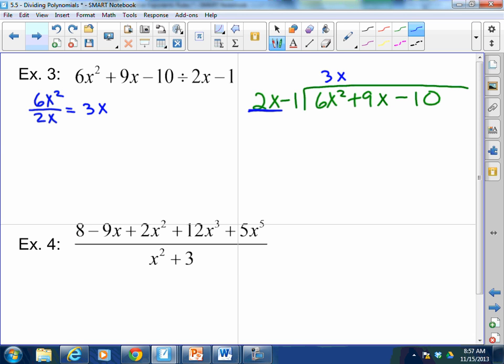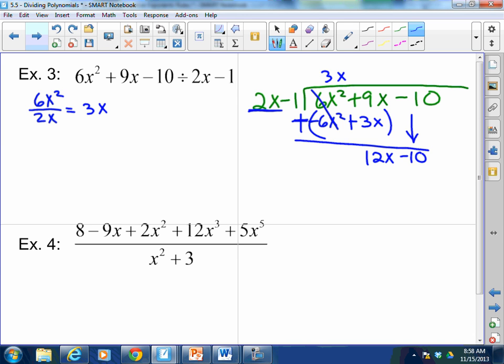I multiply that times my divisor, and I subtract the product. 3x times 2x is 6x squared. 3x times negative 1 is negative 3x. Now I am going to distribute the negative. My first terms must cancel. 9x plus 3x is 12x. I drop down my negative 10.